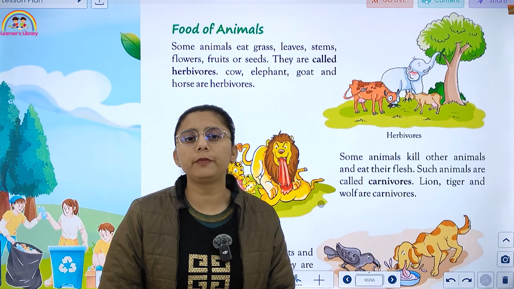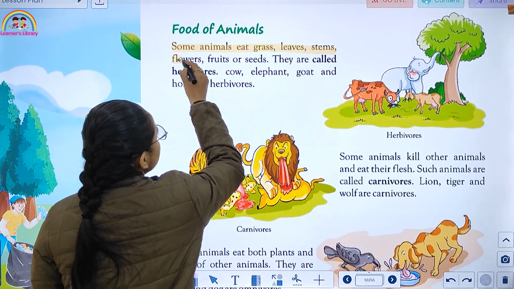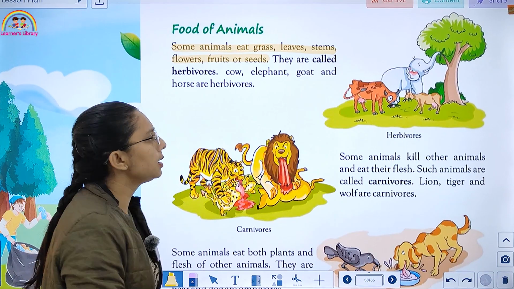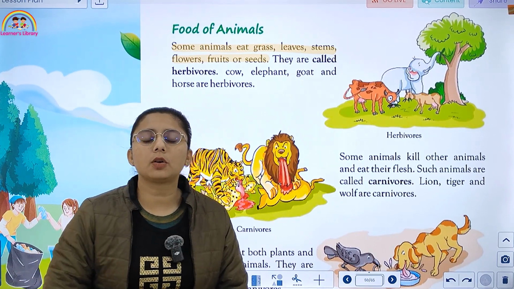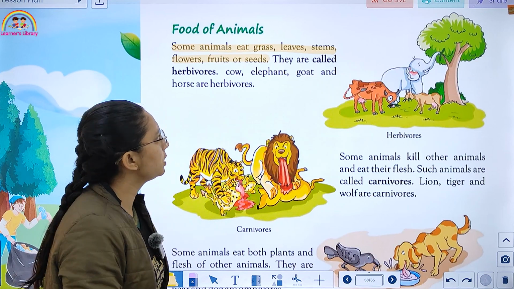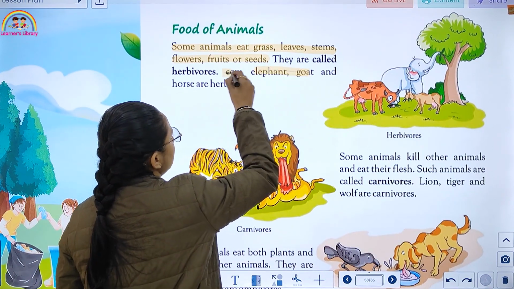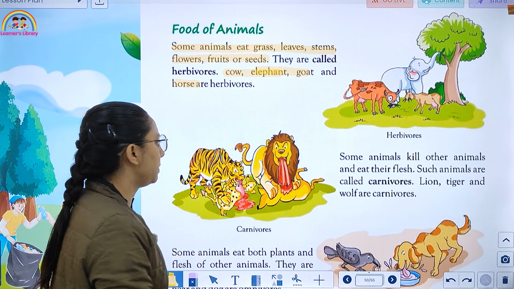Now we have food of animals. Different animals eat different types of food. So some animals eat grass, leaves, stems, flowers, fruits or seeds. What are these called? These animals are called herbivores. जो plants और plant products खाते हैं, they are known as herbivores, like your elephant, goat and your horse. Cow, what are these? These are your herbivores.